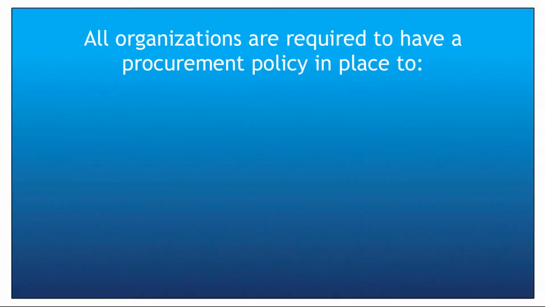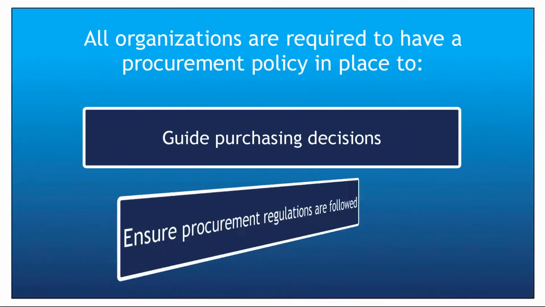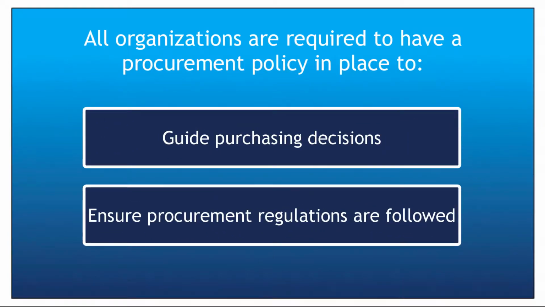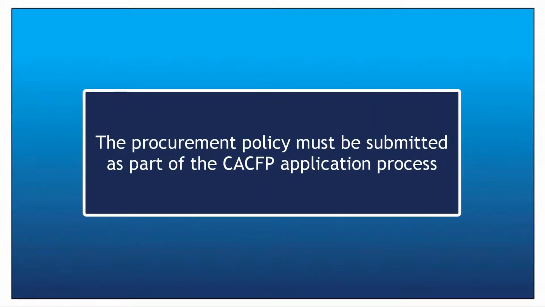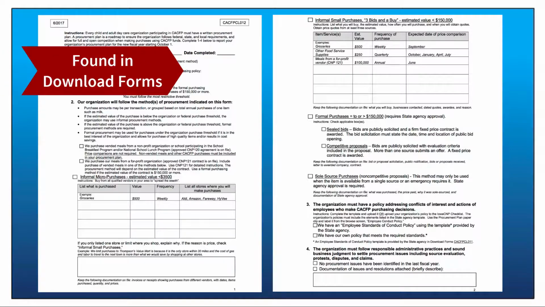All organizations are required to have a procurement policy in place to guide purchasing decisions and ensure procurement regulations are followed. The procurement policy must be submitted as part of the CACFP application process. An example of a form that may be used to document a procurement policy can be found in download forms.